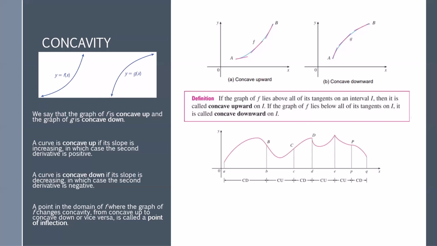In this graph, we can see between A and B, we're going to be concave down. We have an inflection point at B, where we then switch to concave up between B and C. At C, we have another inflection point, and we're concave down between C and D. Again, between D and E, we're concave up, again between E and P, and concave down between P and Q.